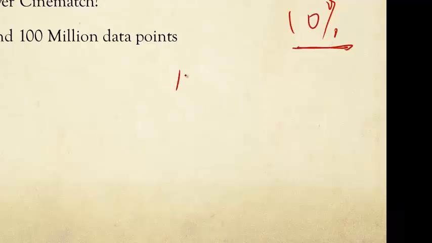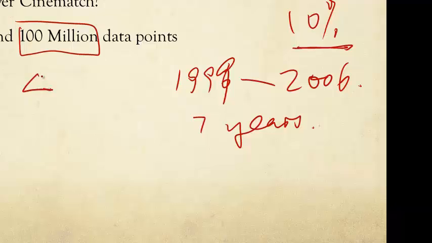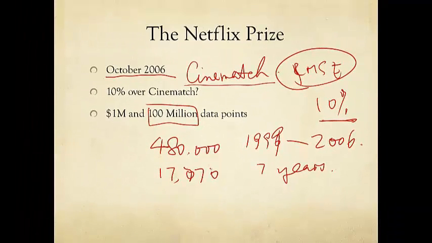So it said that from 1999 to 2006, I got 7 years of records of ratings by different users on different movies. And I'll make available about 100 million of these ratings that come from 480,000 users on 17,770 movies. Okay. So on average, each movie was rated by more than 5,000 users, and each user rated more than 200 movies.